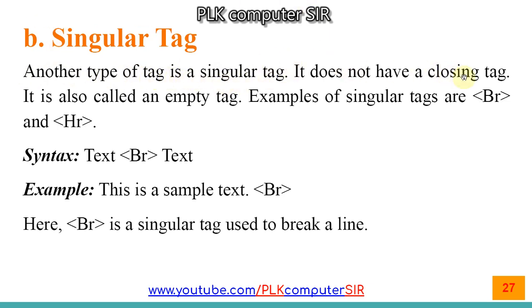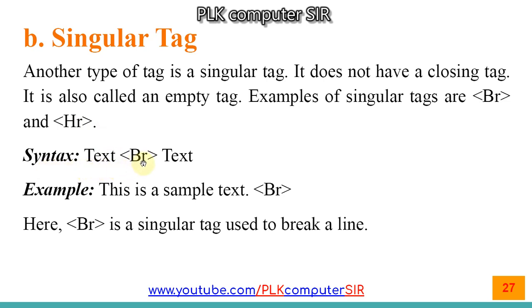A singular tag does not have a closing tag. In a pair tag there will be opening as well as closing, but in a singular tag there will be only opening; there won't be any closing tag. It is also called an empty tag because there won't be any type of closing tag. Examples of singular tags are BR and HR. BR is for line break, HR is for horizontal ruler.